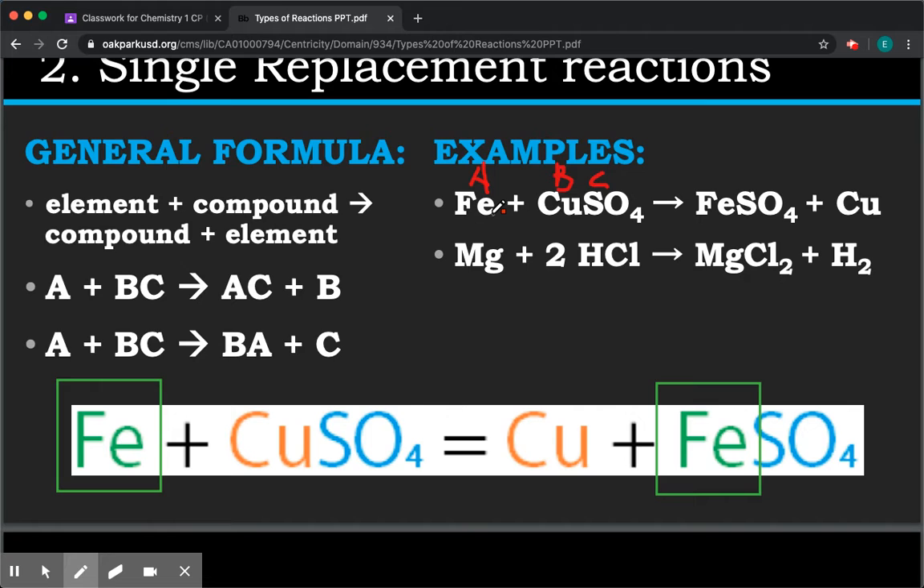In this case, what's getting kicked out? What's getting kicked out is the copper. So then you end up with A being attached to C, and you have B by itself on its lonesome.